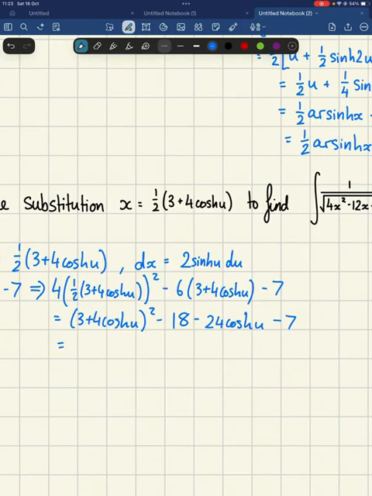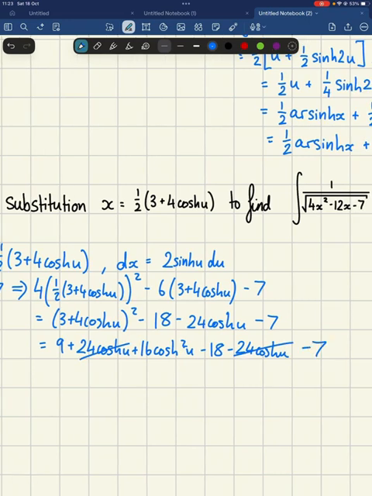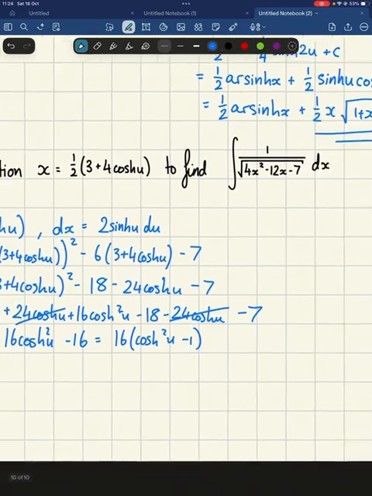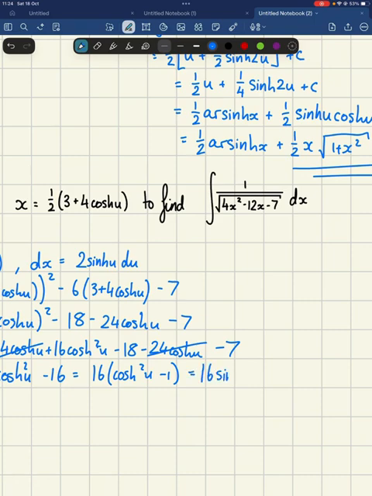Well, here when we expand this out, we're going to get 9 plus 24 cos u, plus 16 cos squared u, minus 18 minus 24 cos u. So we know this and this will cancel, and we're going to get minus 7. Well, minus 18 minus 7 is minus 25, then we're adding 9, so we're going to get minus 16. So what we get is 16 cos squared u minus 16. Well, factor out the 16. We know cos squared u minus 1 is minus sine squared u, so we're going to get 16 sine squared u.